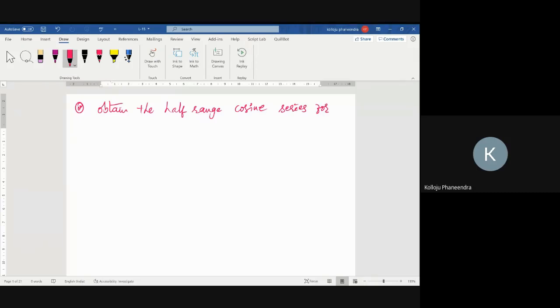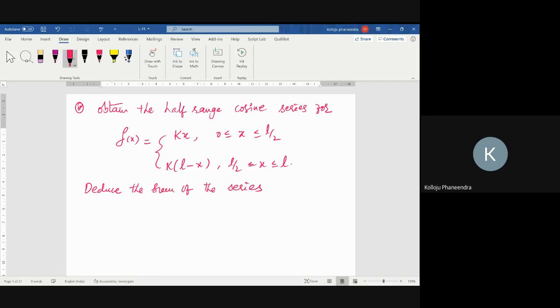for f of x equal to kx, 0 less than or equal to x less than or equal to L by 2, and k into L minus x, L by 2 less than or equal to x less than or equal to L. Deduce the sum of the series 1 by 1 square plus 1 by 3 square plus 1 by 5 square and so on.